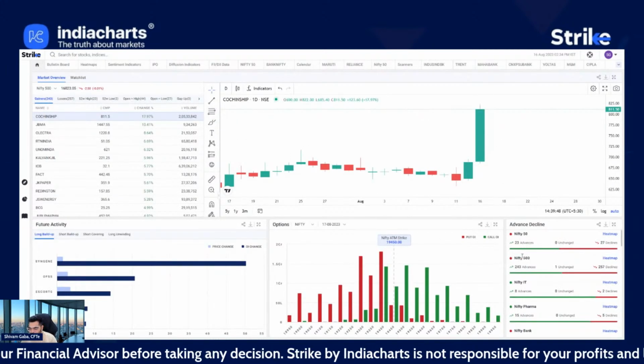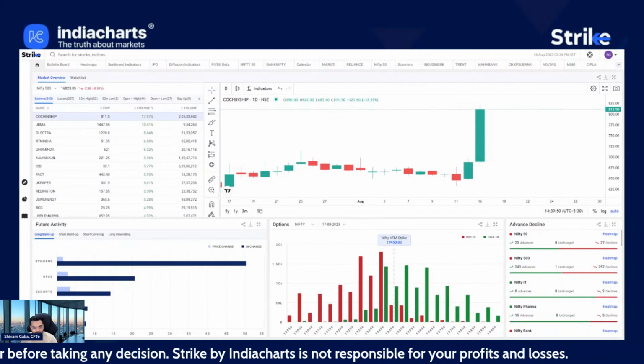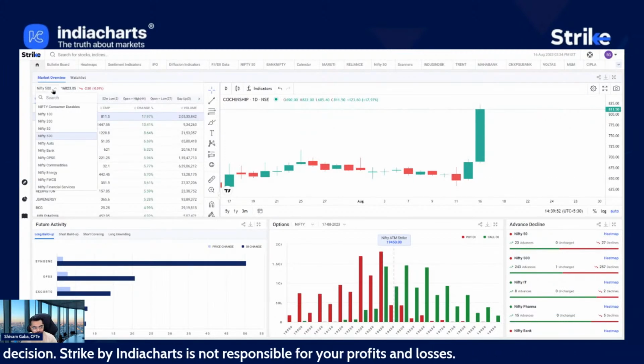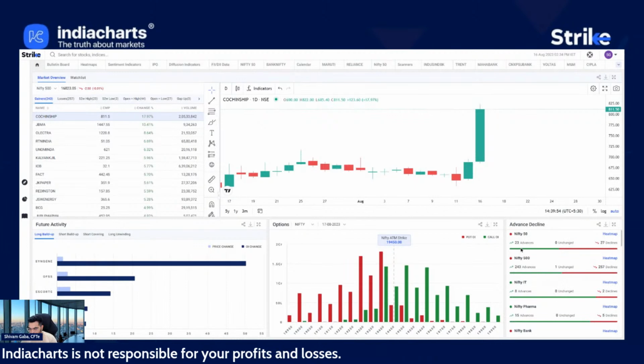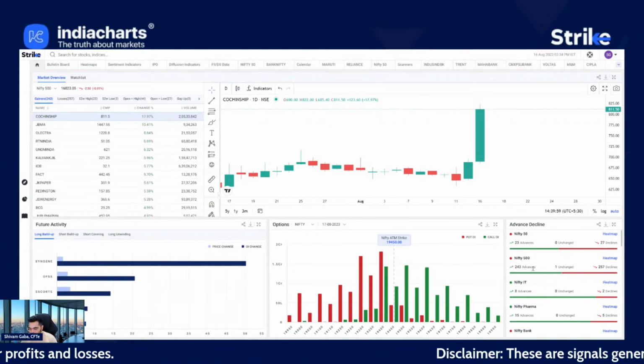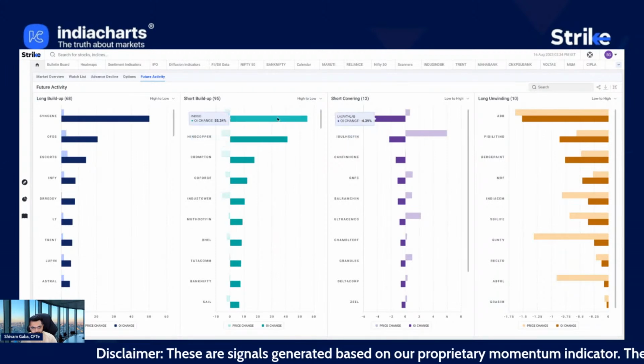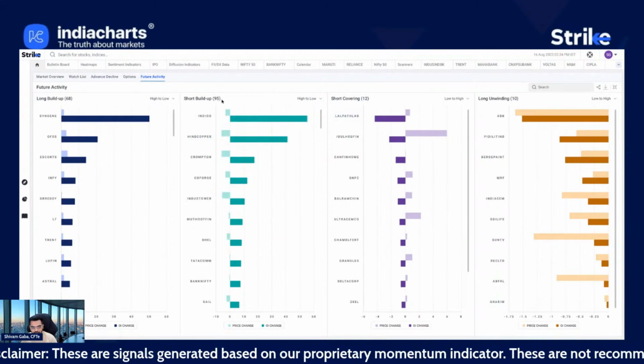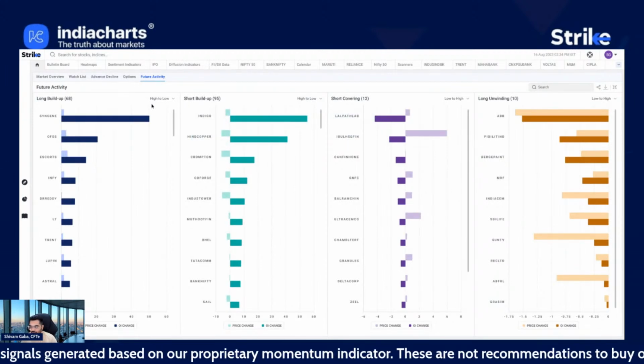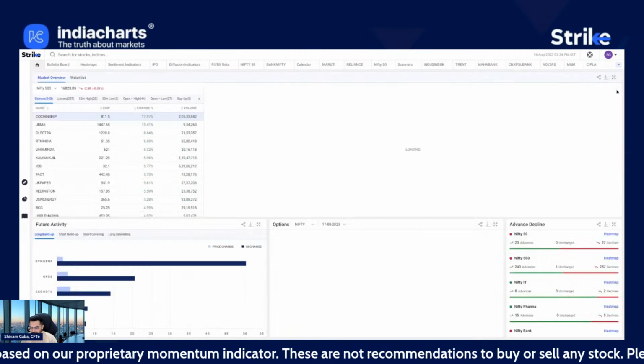So the session is kind of mixed, with the Nifty 50 and Nifty 500 both being flat. You can see around half of the stocks are positive and half are negative in both Nifty 50 and 500. And in terms of F&O stocks, more stocks are currently in the short build-up category than long build-up. So it is a mixed kind of action.